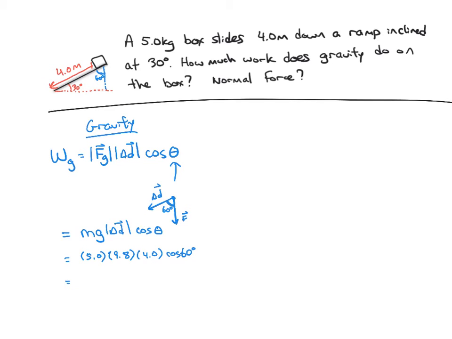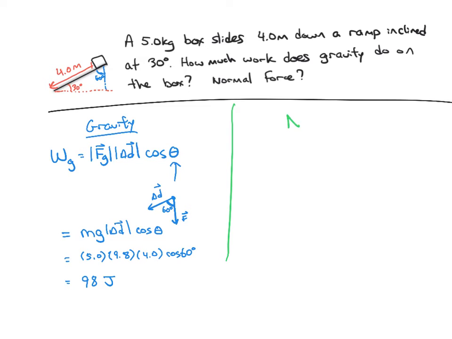I'm going to do 5 times 4 first. 5 times 4 is 20, times the cosine of 60, so 20 times 1/2 is 10. And then 10 times 9.8 is 98 joules. So that's the work done by gravity.